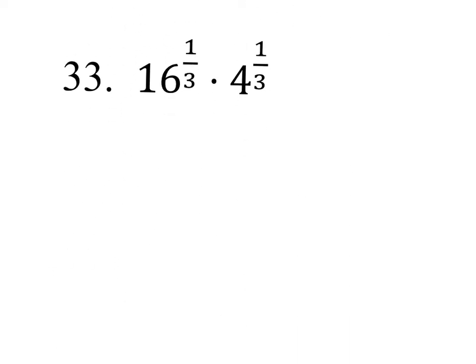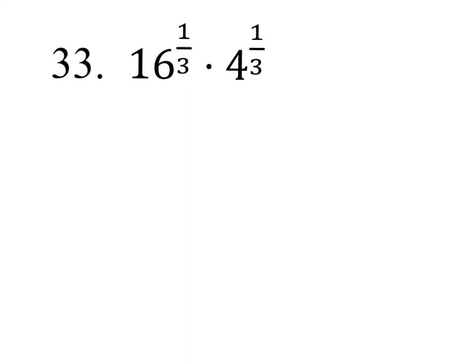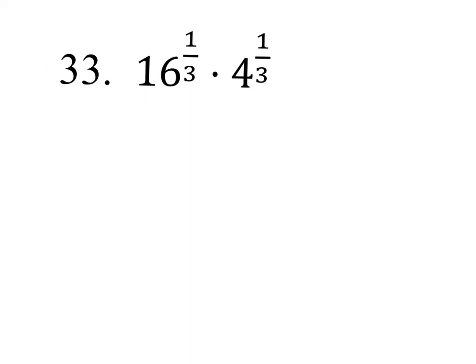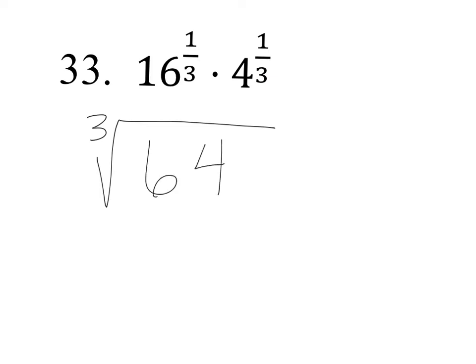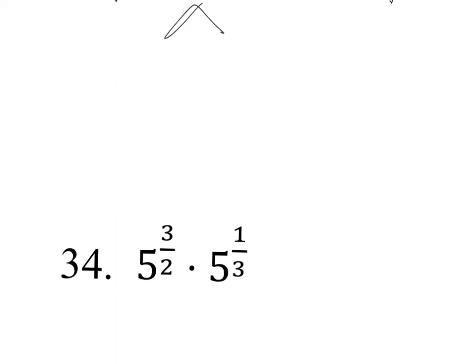So for question number 33, I cannot add 1/3 plus 1/3. Why? Because my bases are different. So since these two are different, you cannot add your bases. However, I can do the cubic root, because both of these are to the 1/3 power, so I can do the cubic root, do 16 times 4, which would give me 64, and the cubic root of 64 is just 4. If you didn't know that, you could do your factor tree to figure that out.